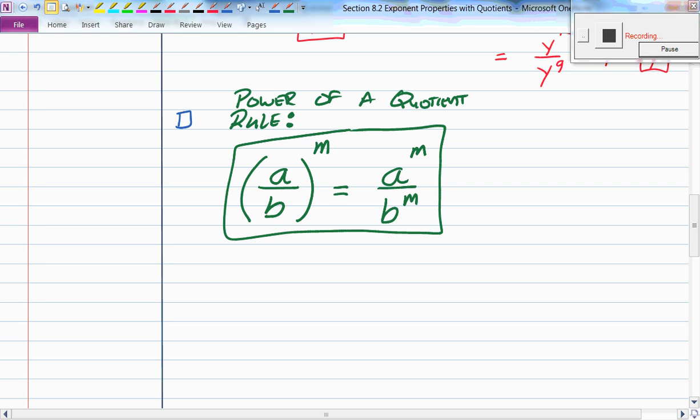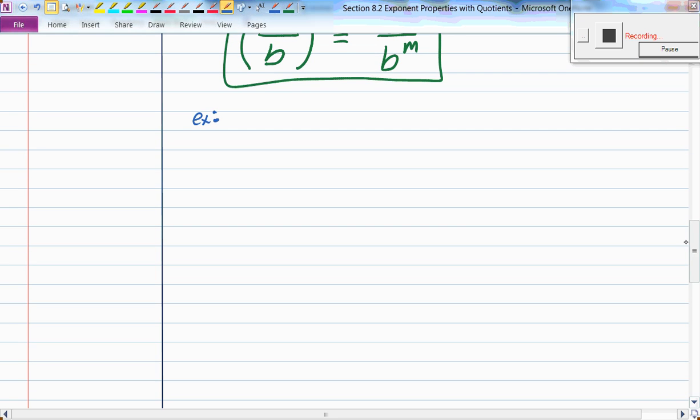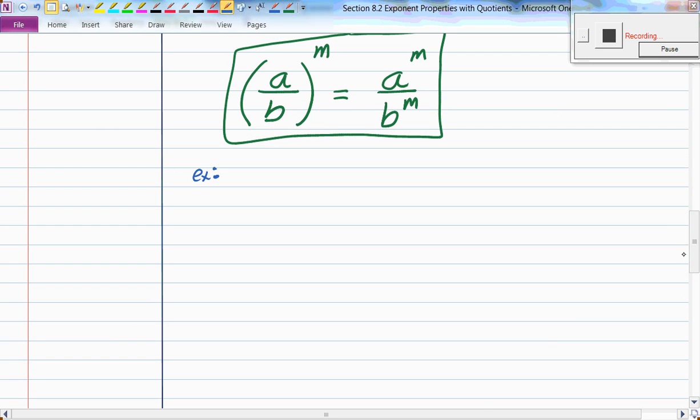All right, so a over b to the m, you make sure every single base inside there gets delivered, okay? And we'll do some examples. We'll do 2 examples. All right, let's try this one together. You guys going too fast? So let's try a here: r over s all to the 5th power. And then b, let's do negative 4 over w all to the 3rd power.